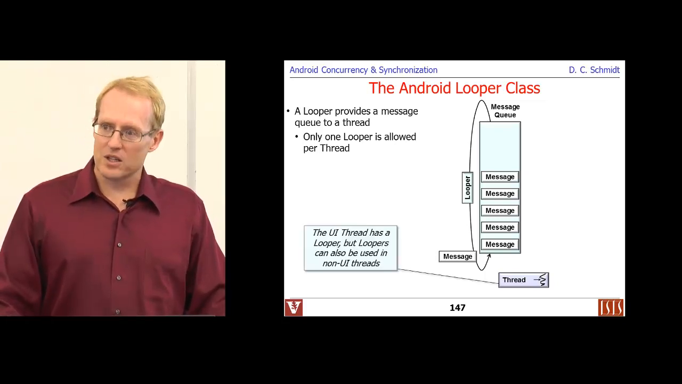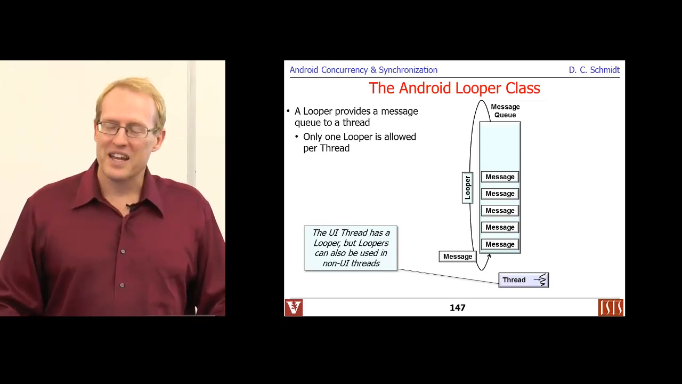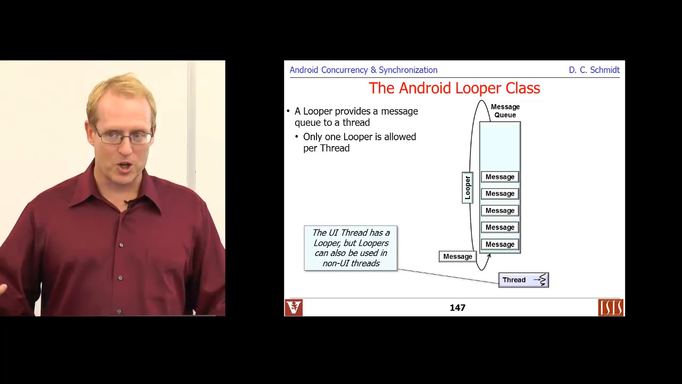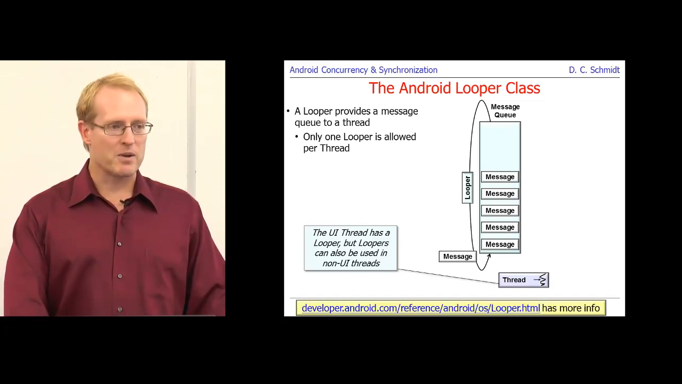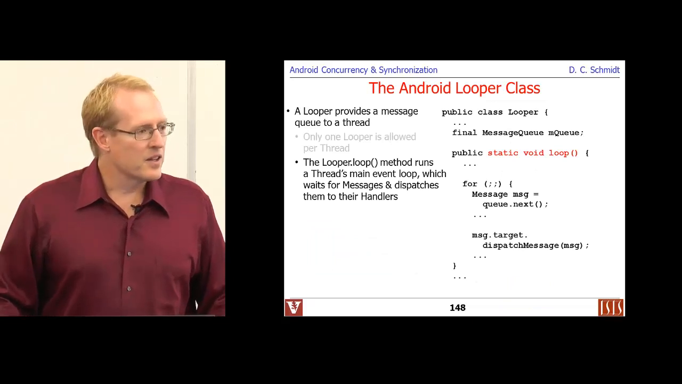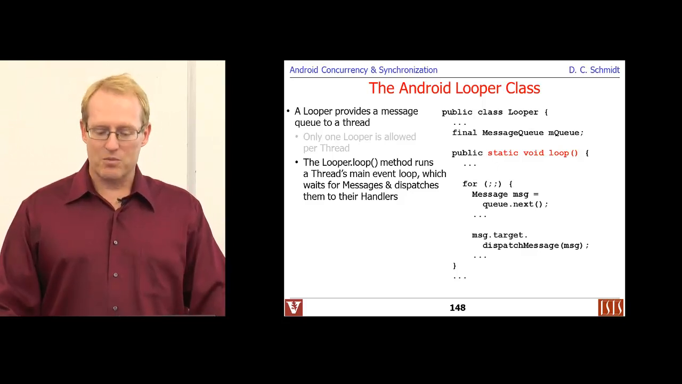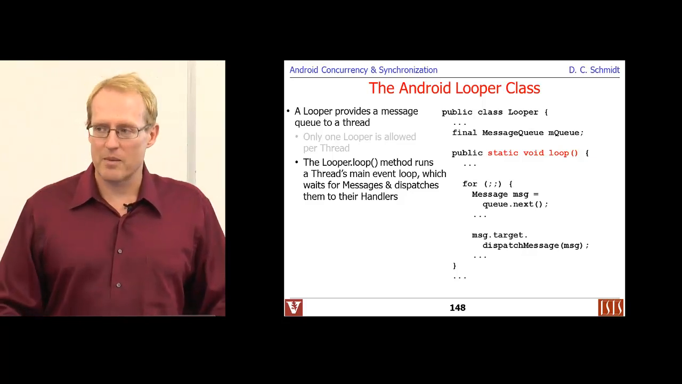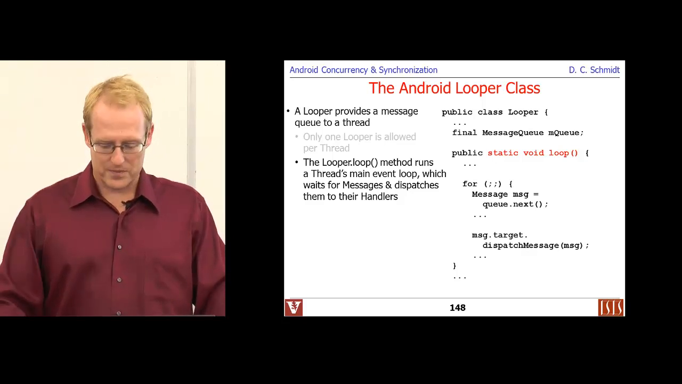The UI thread has a Looper. It's not an is-a relationship, but it has a Looper. Be aware that you can have other non-UI threads that have Loopers as well. So a UI thread has a Looper for sure, but other threads can have Loopers too. Take a look at this link for more information about what a Looper is. The Looper.loop method runs a thread's main event loop, and this is basically what that event loop does: its purpose is to wait for messages to come in and then dispatch them to the appropriate handlers of those messages.